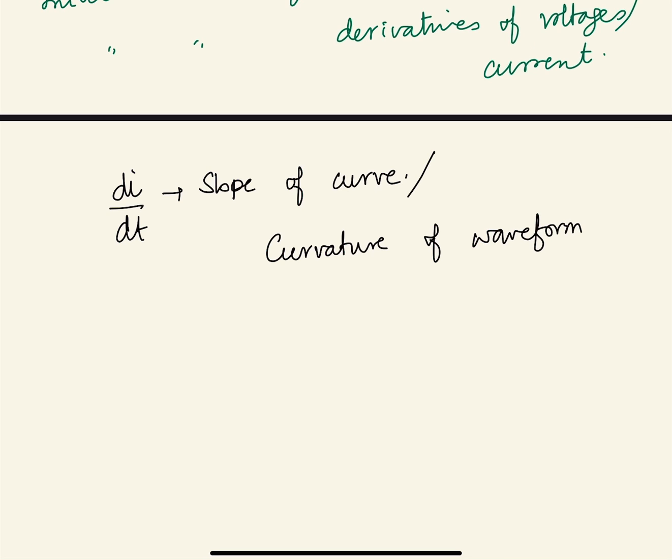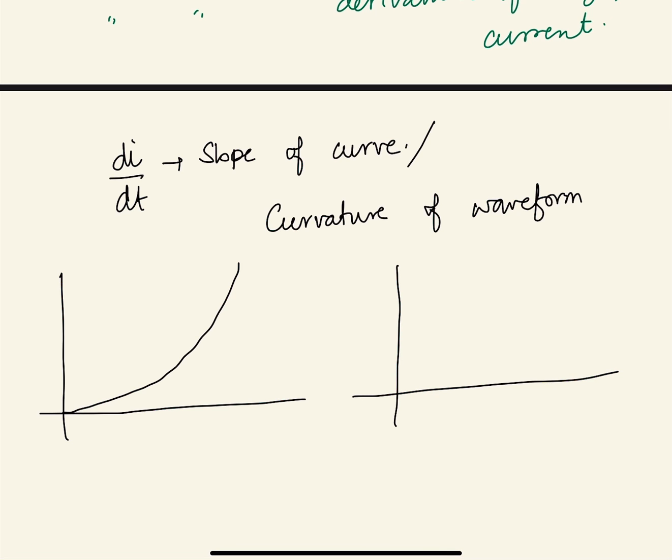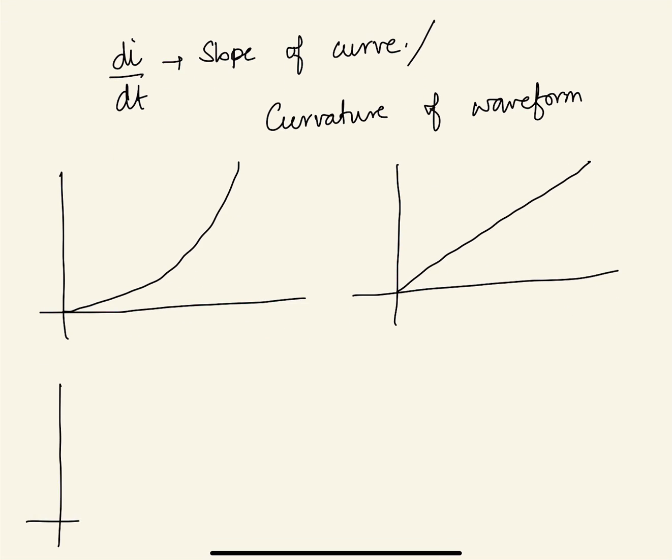In the book, you will see that there are a number of cases. Let me draw the different cases for you. This is one particular case, increasing like this. This is another case. This is another case. These are all currents plotted with respect to time.